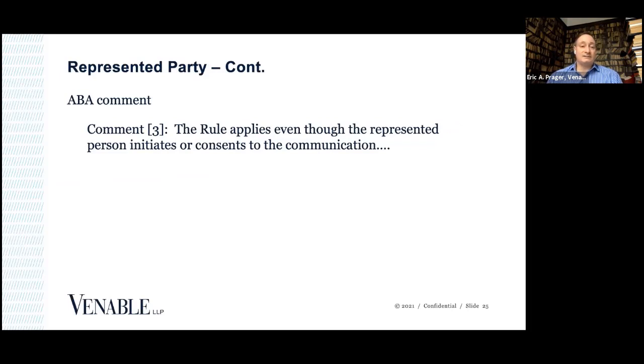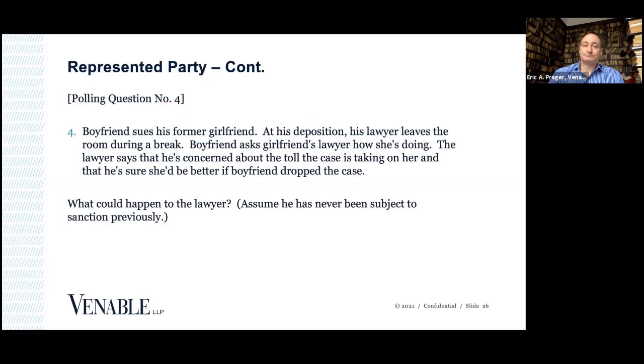And the ABA comment number 3 to Rule 4.2 says that this rule applies even though the represented person initiates or consents to the communication. So let's take an example, and then we'll talk a little bit more about the rule. Polling question number 4. Boyfriend sues his former girlfriend. At his deposition, his lawyer leaves the room during a break. Boyfriend asks girlfriend's lawyer how she's doing. The lawyer says he's concerned about the toll that the case is taking on her, and he's sure she'd be better if the boyfriend dropped the case.